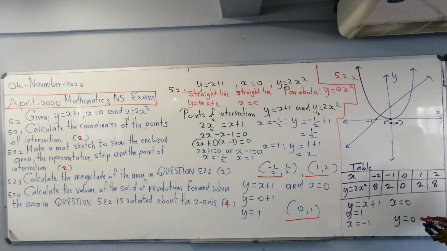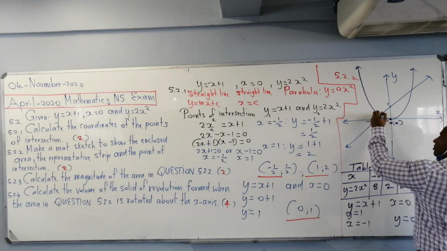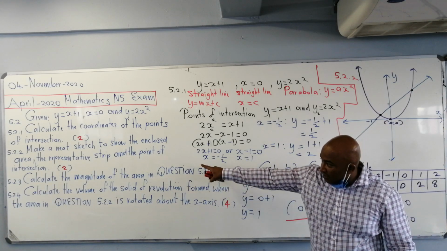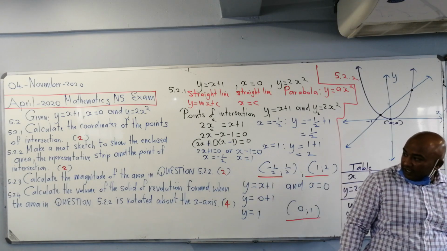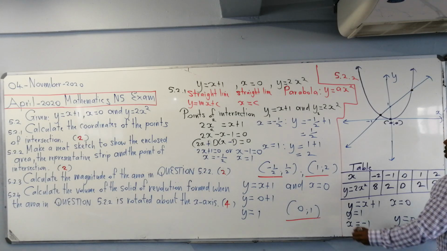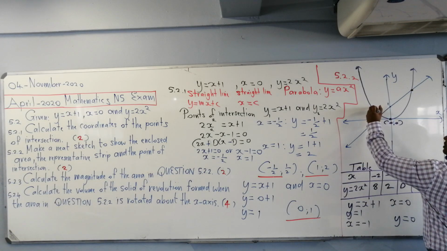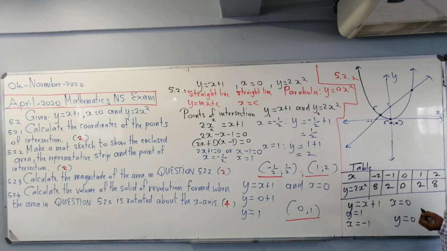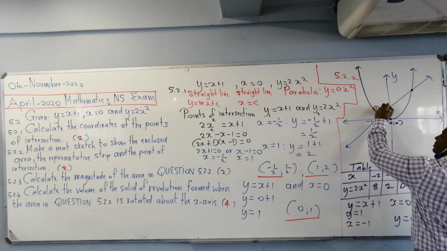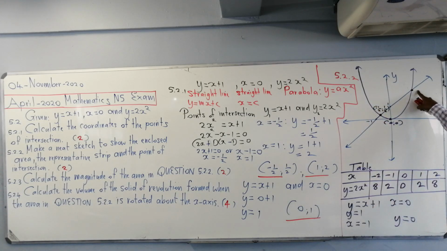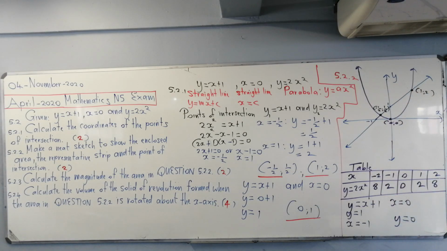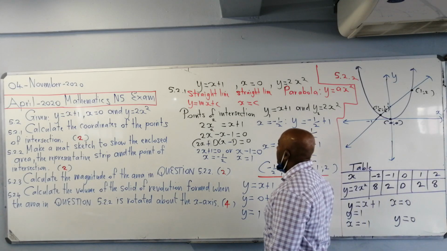Right. Now, show the points of intersection clearly. Make a neat sketch to show the enclosed area, the representative strip, and the points of intersection. So this point here that we worked out was minus 1 over 2 and 1 over 2. This point here was 1 and 2.